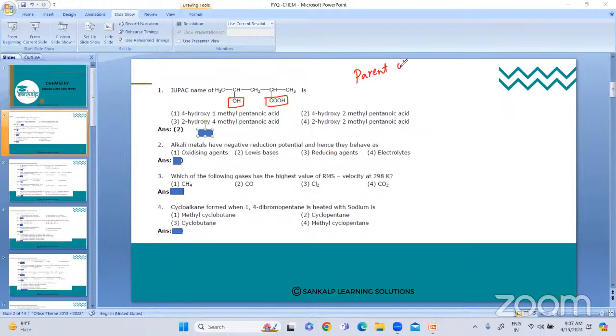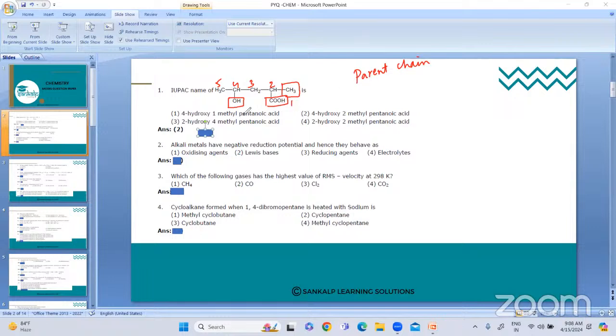So this is the parent chain, carboxylic acid, and hydroxy is the substituent. The parent chain should get the least number. So how have they numbered? It is 1, 2, 3, 4, 5. Not from here, sorry, this one. See here, it starts from 1, 2, 3, 4, and 5. Got it? So what is the name? It is 4-hydroxy 2-methyl pentanoic acid.